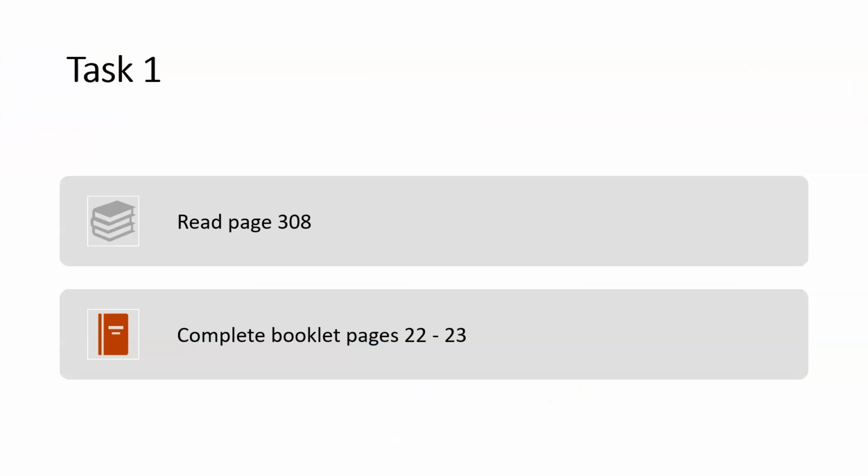Please make sure that you read page 308 of your textbook and complete the booklet pages 22 to 23.